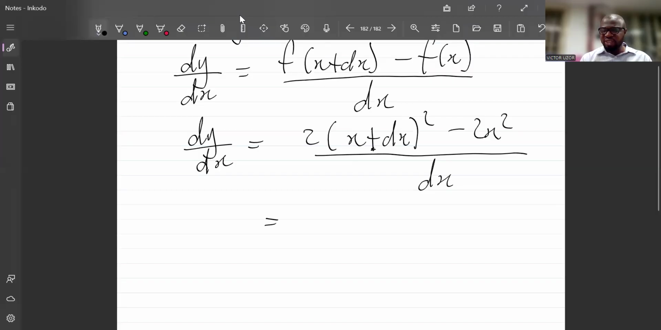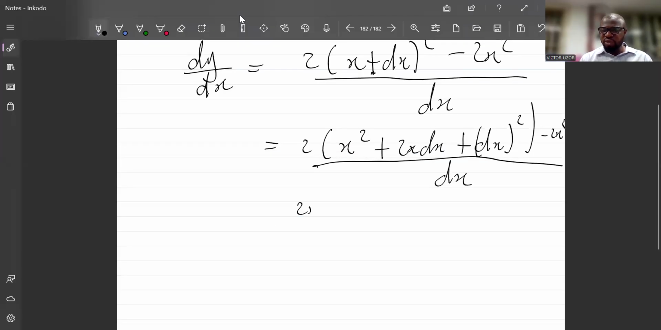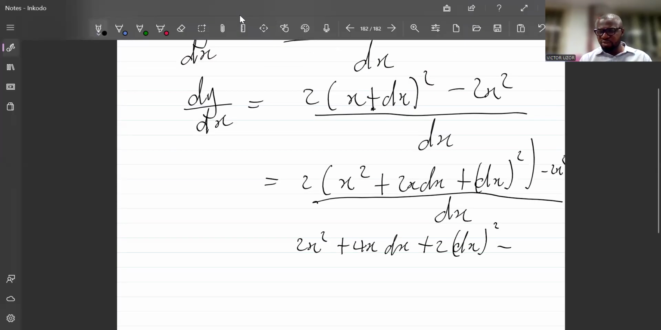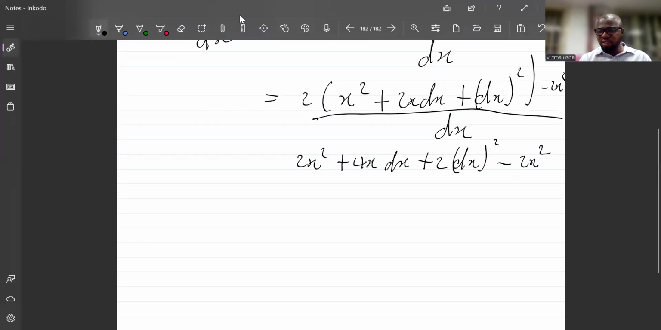If I expand the bracket, I'll have 2 in bracket, the same x squared plus 2x dx plus dx squared, then minus 2x squared, all over dx. So if I simplify this, I will have 2x squared plus 4x dx plus 2 dx squared, so I open the bracket, minus 2x squared all over dx.